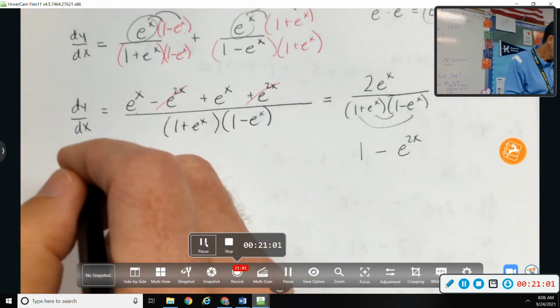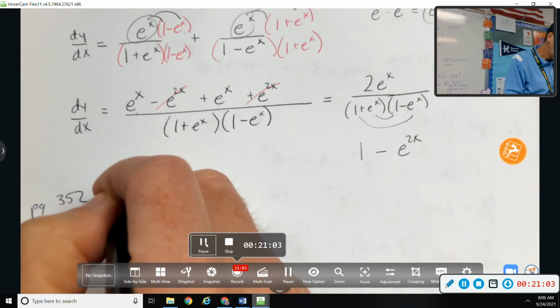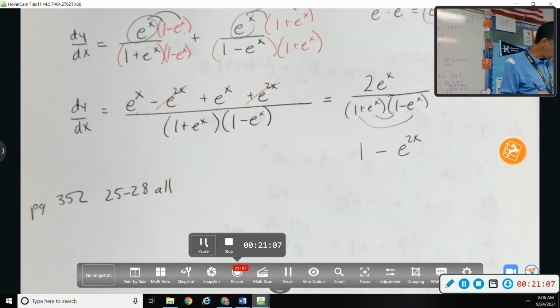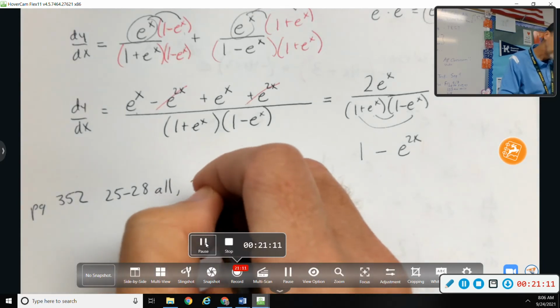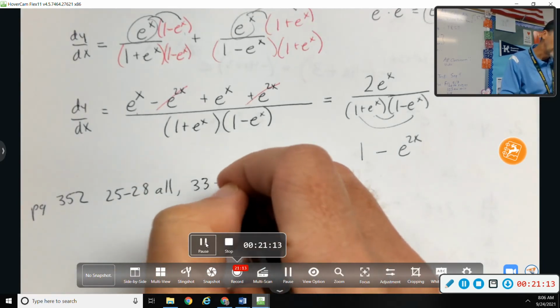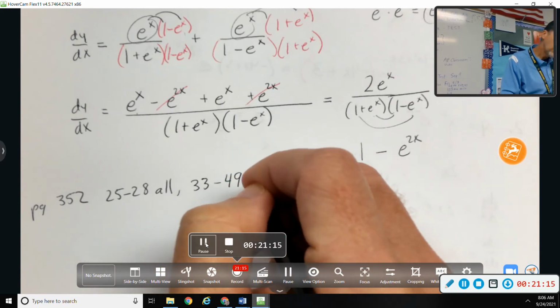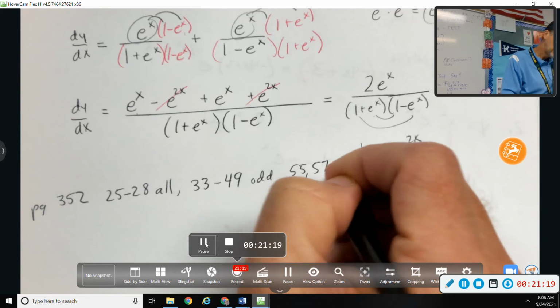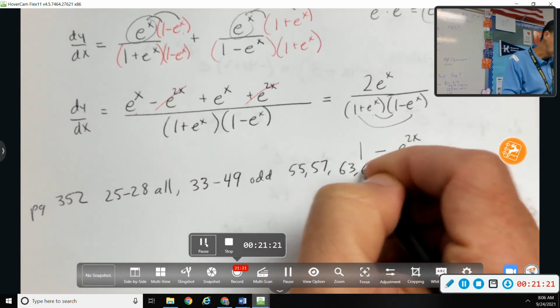All right, page 352. 25 to 28 all, because that's a matching section. That's just a review of e to the x graphs. 33 to 49 odd. 55, 57, 63, and 65.